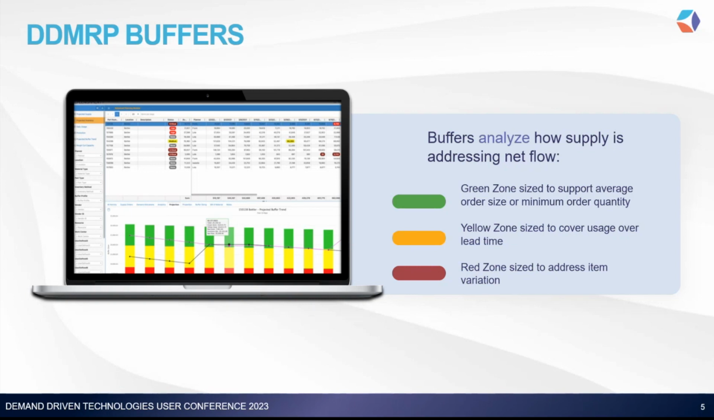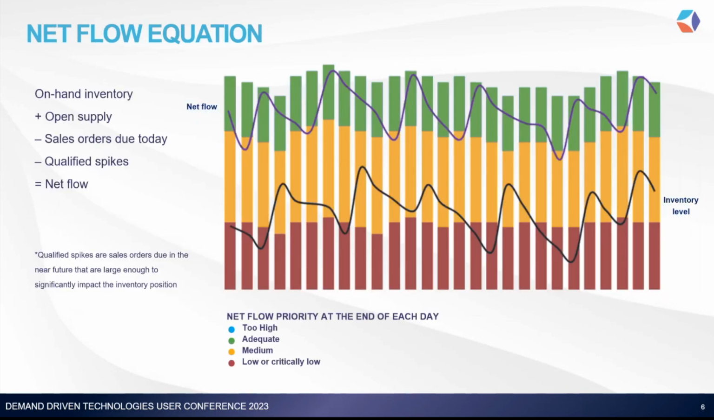So we apply these buffers at the item location level, wherever we want to maintain strategic stocking levels. And then they dynamically adjust throughout time based on our fluctuating demand. Each one of these bars represents an individual day over time. So you can see how the buffer adjusts itself over time. And then we know when to place new supply orders and for how much based on what's called the net flow equation and where that falls within the buffer.